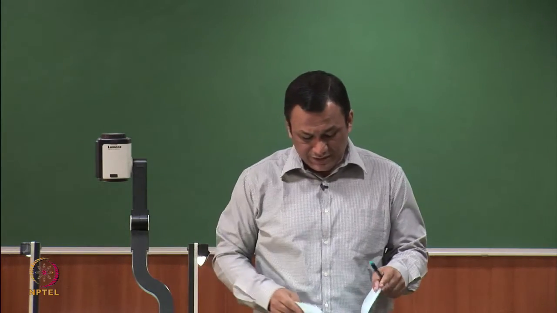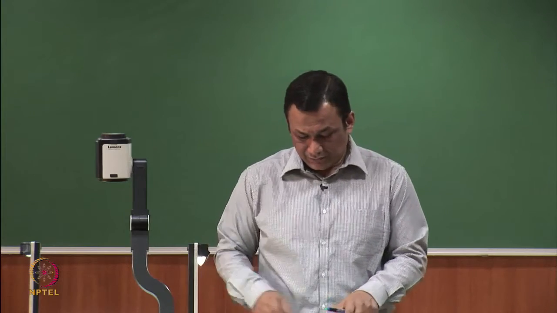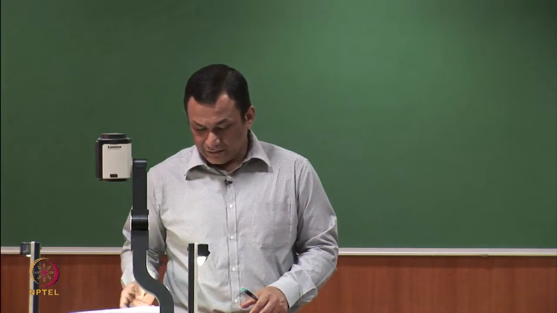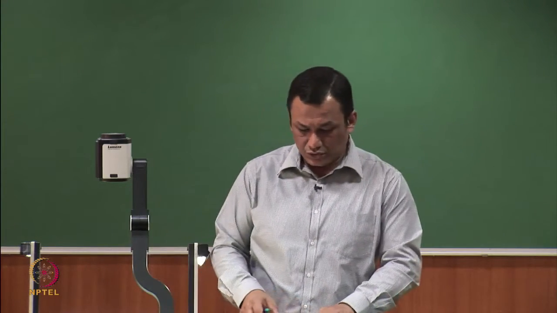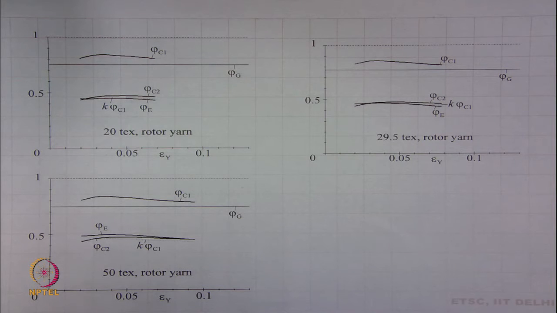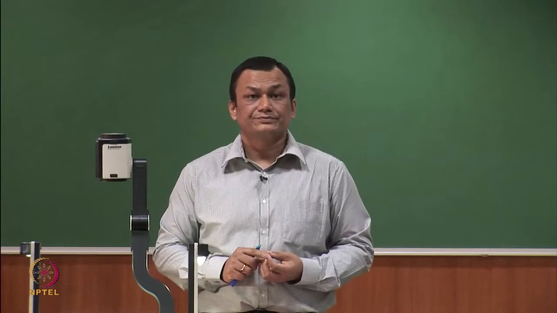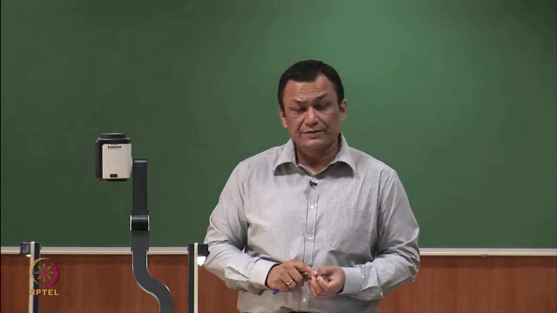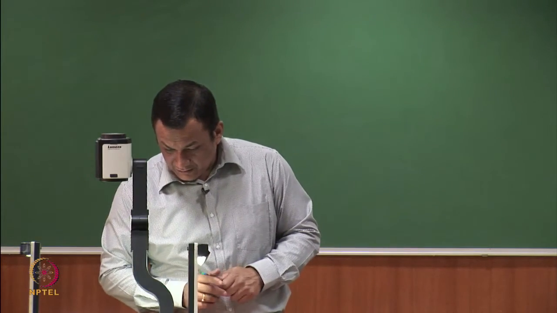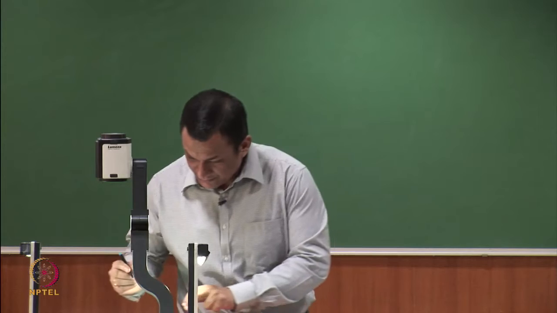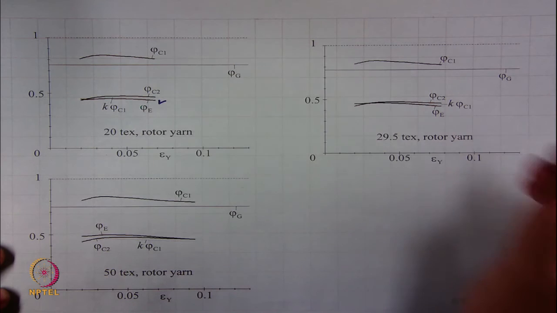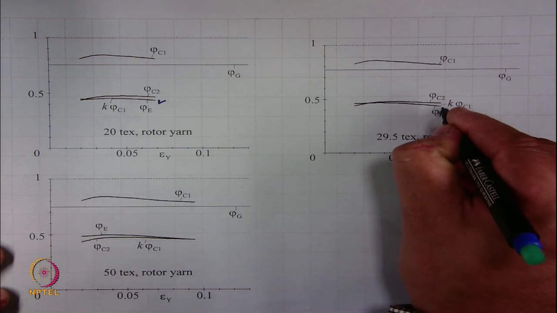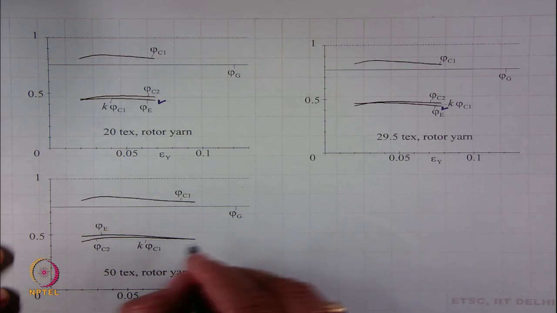So, now we will discuss rotary yarn. This is for rotary yarn, with 3 different counts: 20 tex, 29.5 tex and 50 tex. Similarly, the experimental phi subscript E is this one here for this yarn, for this yarn it is here, and for this yarn it is here.